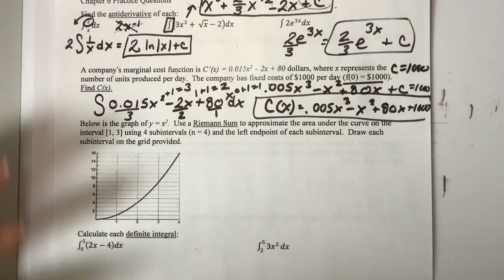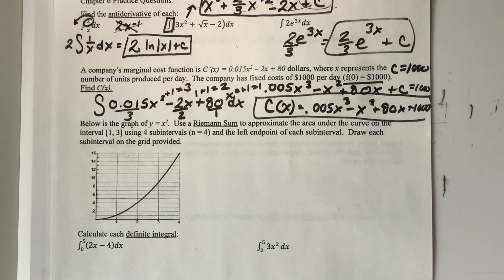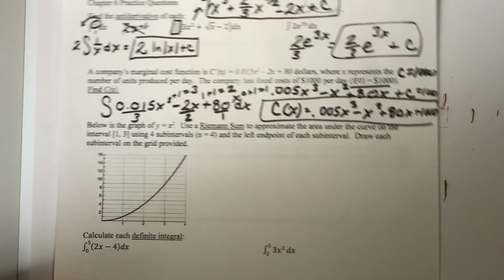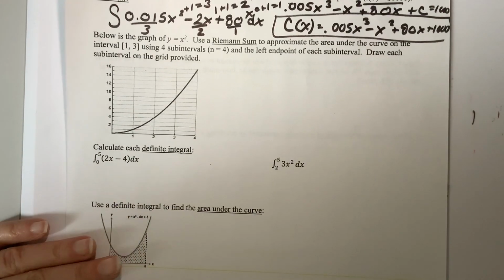Okay, if you're looking back at your notebooks for notebook checks, if you're missing some, those 4 questions should help you out. Okay, 6.2, Riemann sum.